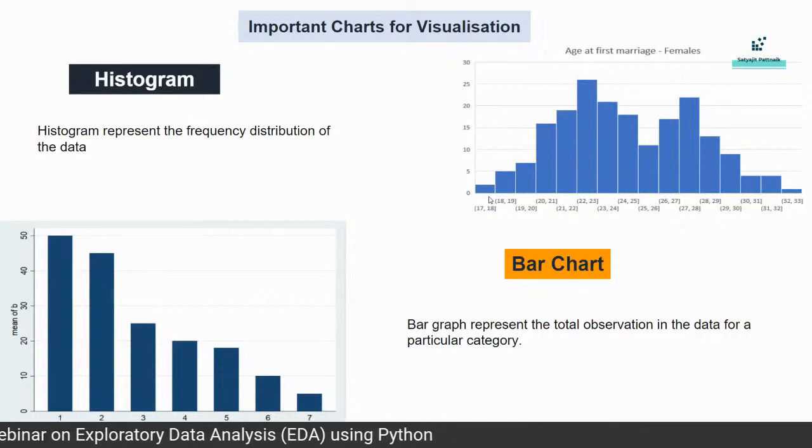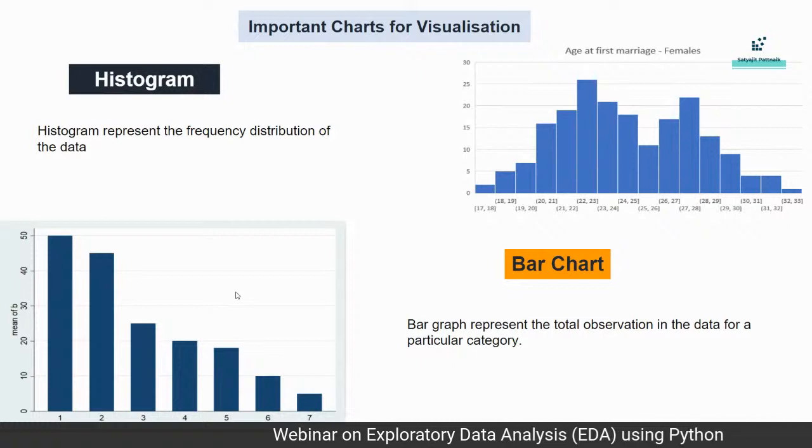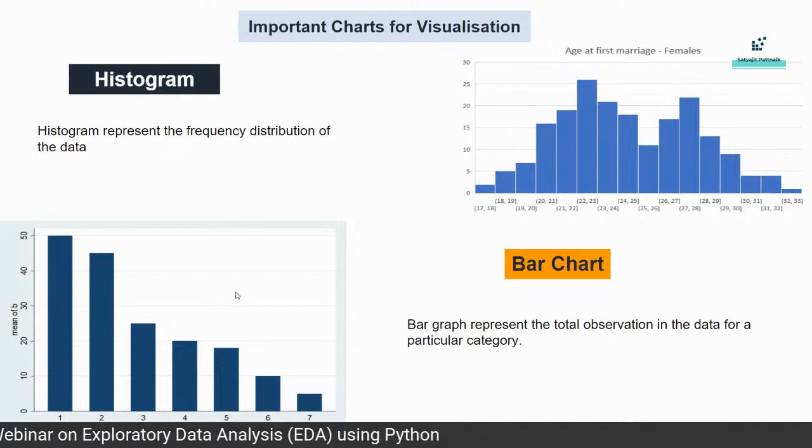Before histogram, let's try to understand what a bar chart is. You can see this is the histogram and this is a bar chart. Now, a bar chart is basically, the definition says, a bar graph represents the total observations in the data for a particular category.